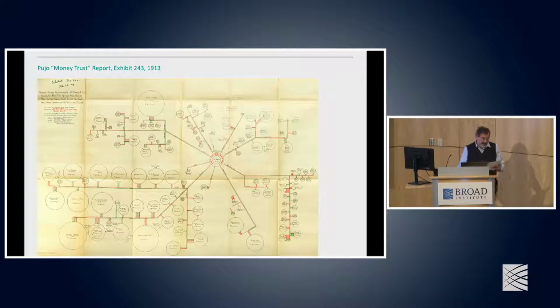This is a piece of evidence from the Pujo Committee Money Trust Report. This was produced by the Senate in 1912, and it's translating an enormous amount of data into a single link node diagram. The purpose of this diagram is to show how J.P. Morgan controlled the U.S. economy. The capital value of each company is the size of the circle, and colored lines are the types of relationship to the Morgan Trust.